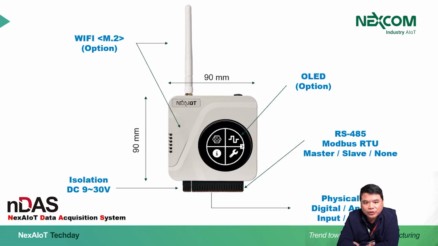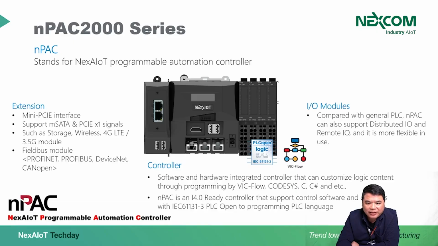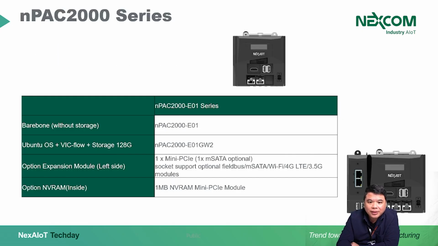Okay, I will quickly introduce. This module is very small, it's 90 by 90, with isolated I/O. And this one is unpacked. If you have a lot of I/O and your control needs to be centralized, you can select unpack, because with unpack you can insert a large I/O module. If your I/O is not much and you need to put it anywhere, you can select nDAS.